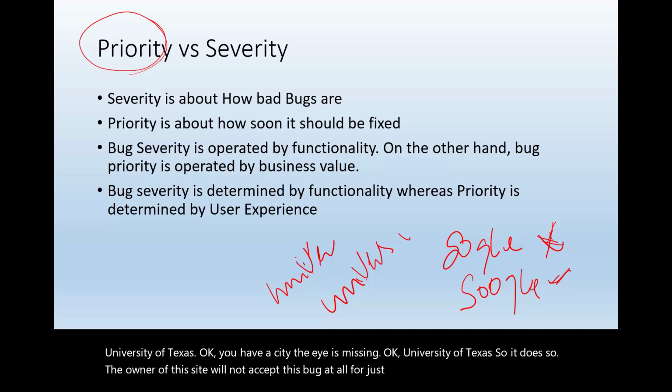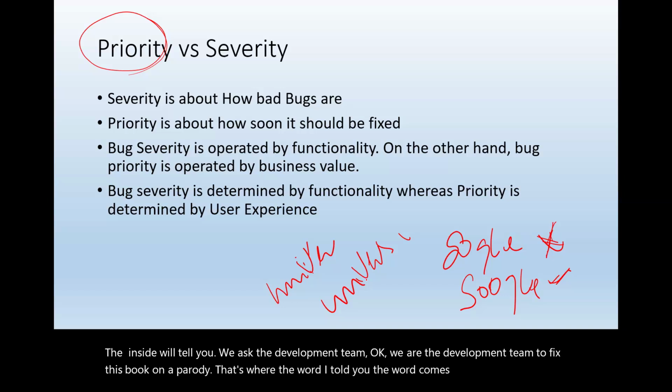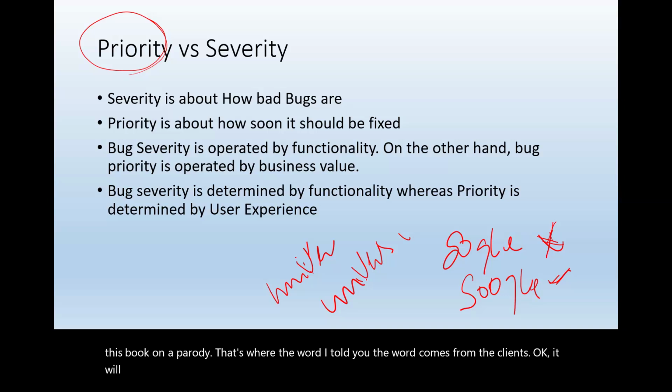The owner of the site will tell the development team to fix this bug on a priority. That's where the word comes from, the client. It will be a high priority bug. Priority is how early it should be fixed.